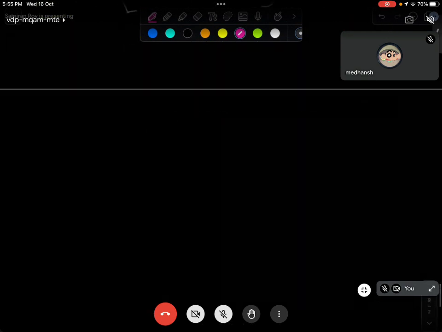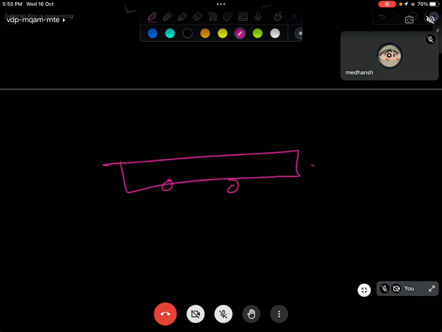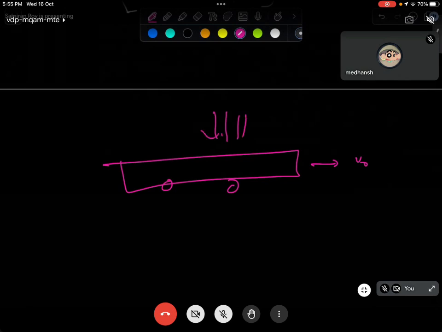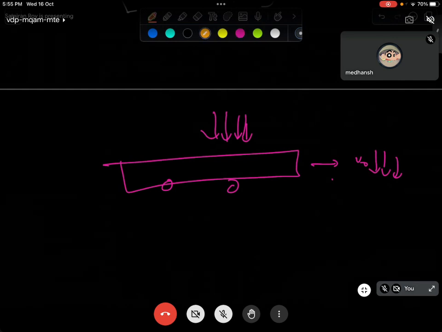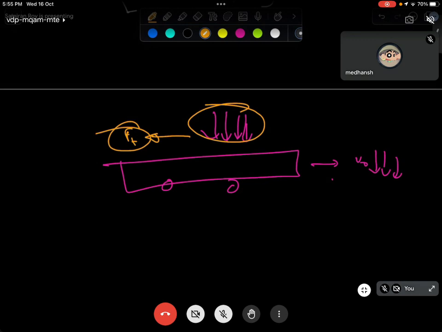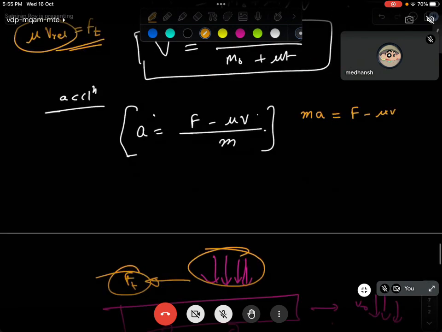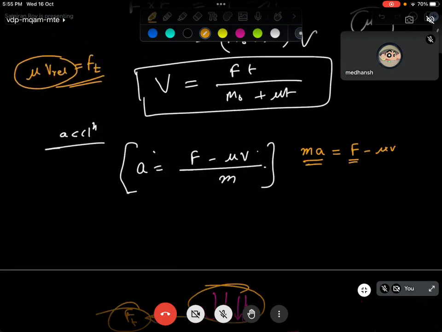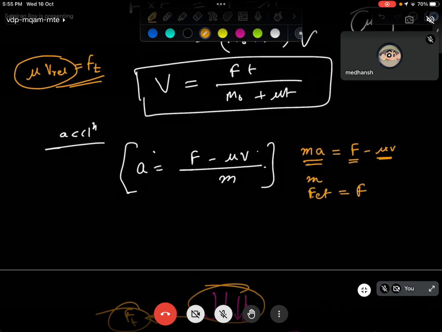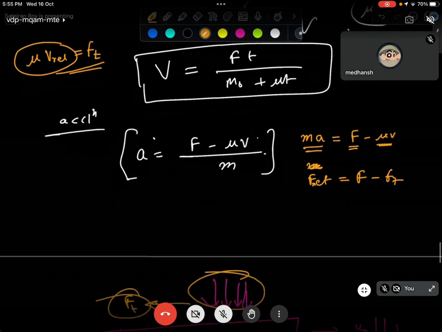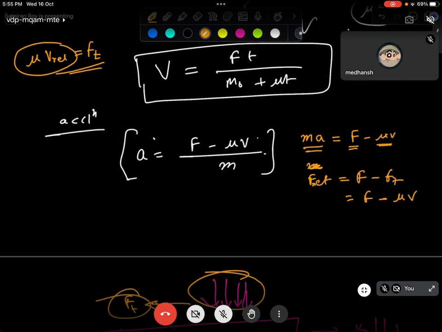You are able to understand. If there is a cart moving with v0 and I throw some mass on this, its velocity will decrease or not? That means due to this falling of mass, there is a thrust force which is backward. Is it true? Yes, correct. So that's why I am writing mass times acceleration equals net force minus thrust force. Net force is this F minus Ft, thrust force. Ft is, at any time when the velocity is v, mu into v. V relative is v only, velocity of cart.